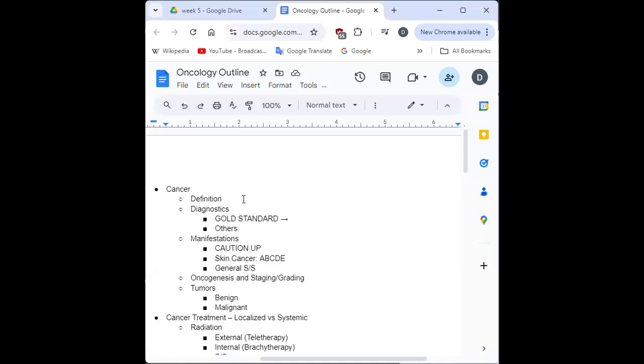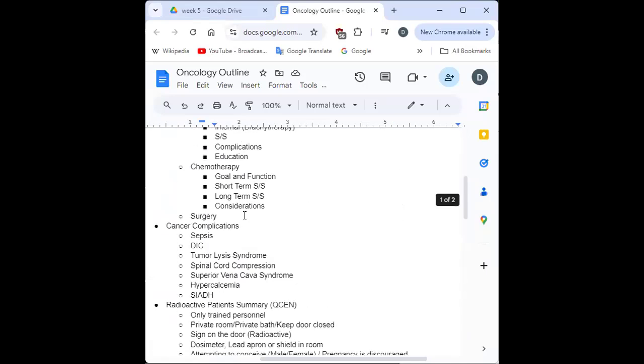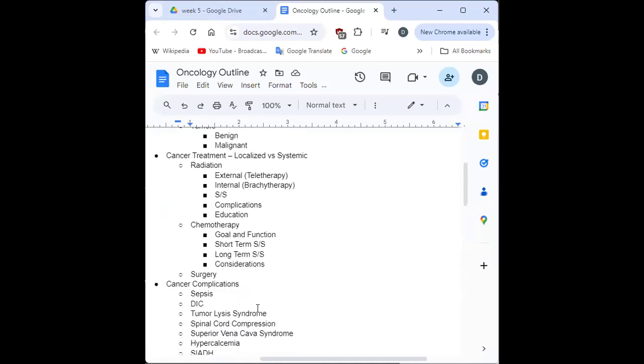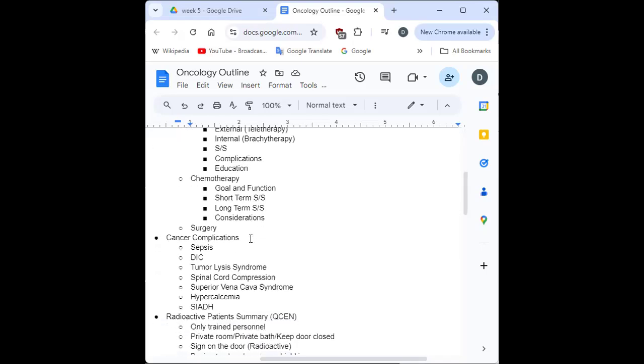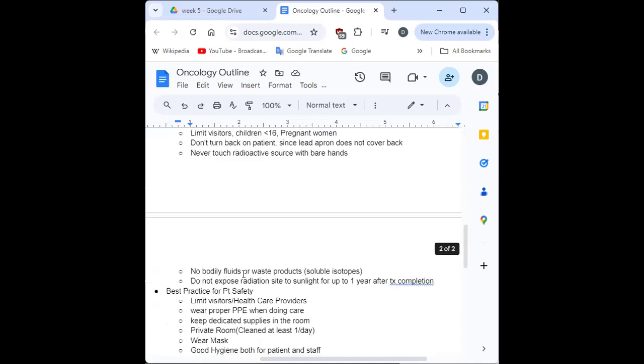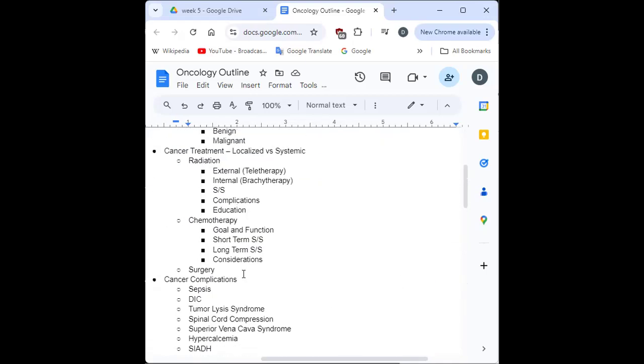Okay, so first things first, I'm planning on focusing mostly on your treatment and your complications, and I have some other stuff here as well. I think the focus is a lot less on fully understanding the patho of cancer and more about understanding your general idea of what cancer is, your manifestations, and the treatment. So how radiation, chemo, surgery, all your complications, and then just understanding your QSEN. I wrote here some of your best practice and QSEN stuff to keep in mind with an oncology patient.